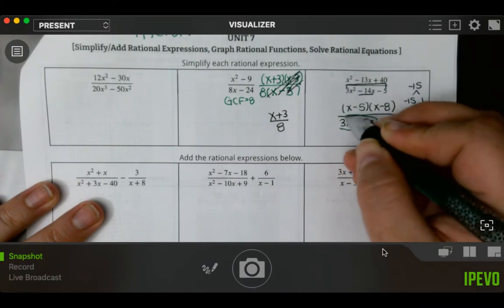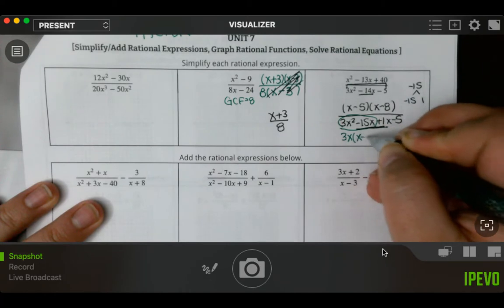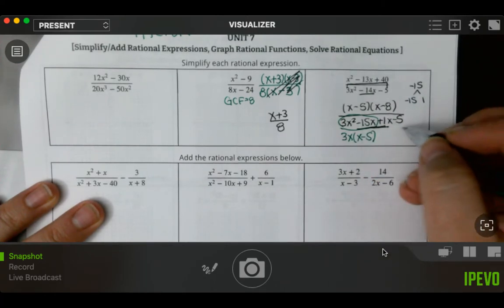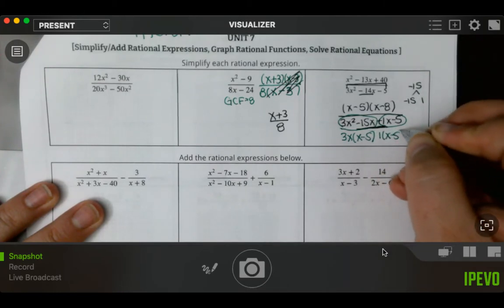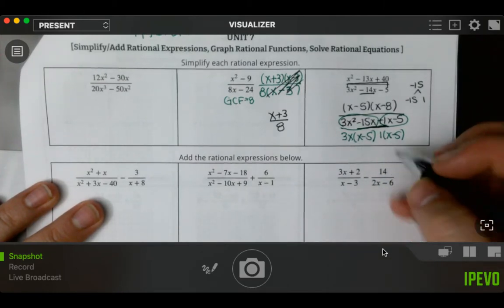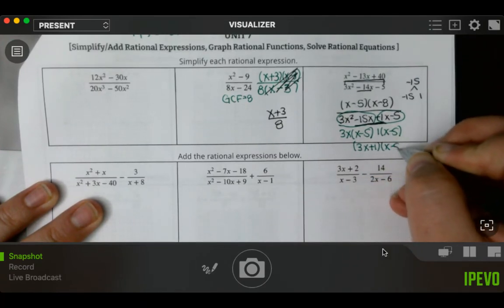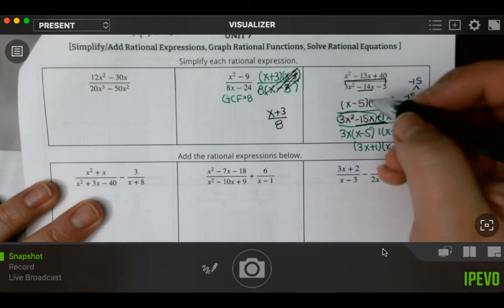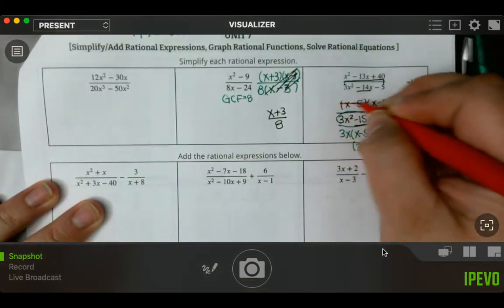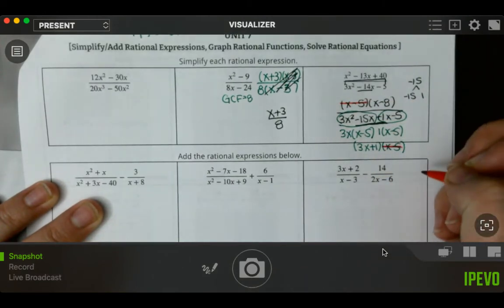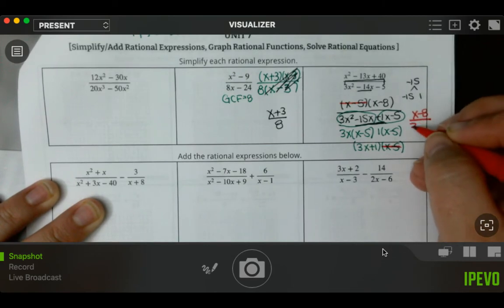You can divide these 2 by 3x, and you have x minus 5 left. You can divide these 2 by 1, and you have x minus 5 left. So the factors for this part are 3x plus 1 and x minus 5. And I can cross off, it's kind of hard to see, I know, the x minus 5 from the top and the bottom. And I have x minus 8 over 3x plus 1 left.